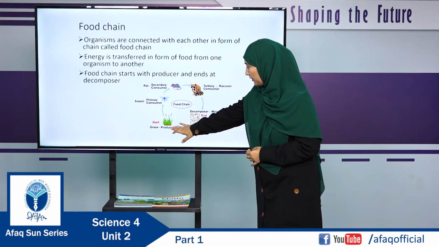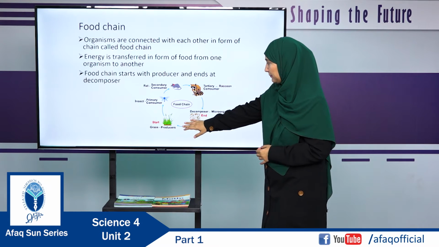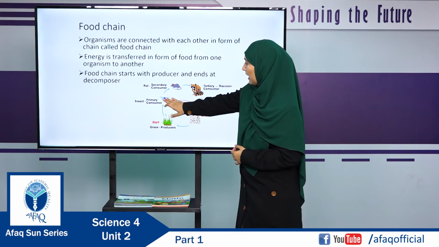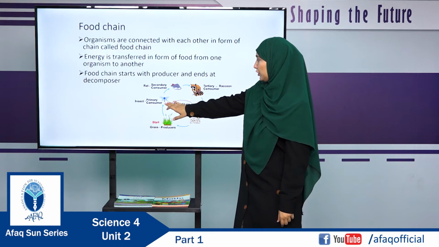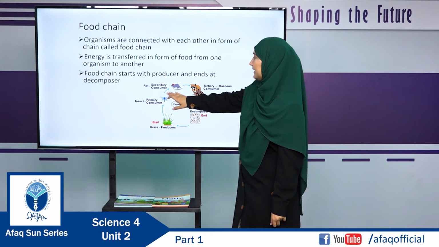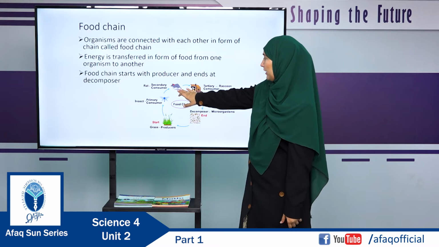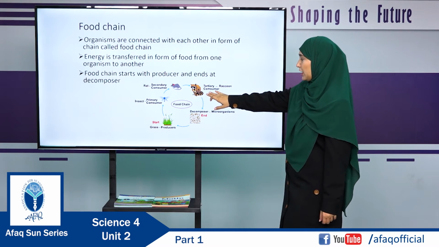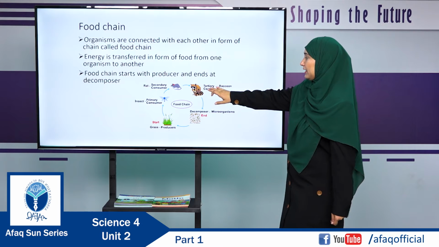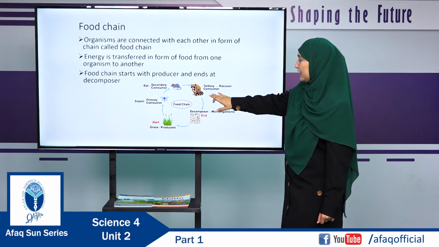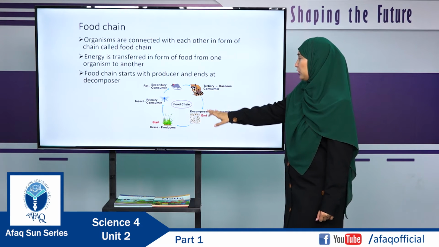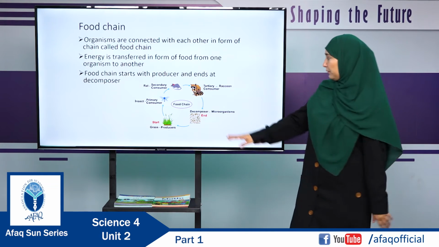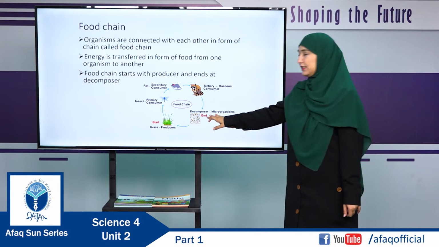It starts from grass, the producer. Grass is eaten by an insect, which is a primary consumer. Insect is eaten by a rat, which is a secondary consumer. Rat is eaten by a raccoon, which is a tertiary consumer. And when the raccoon dies, it decomposes, and it is decomposed by microorganisms. And this food chain ends at this level.